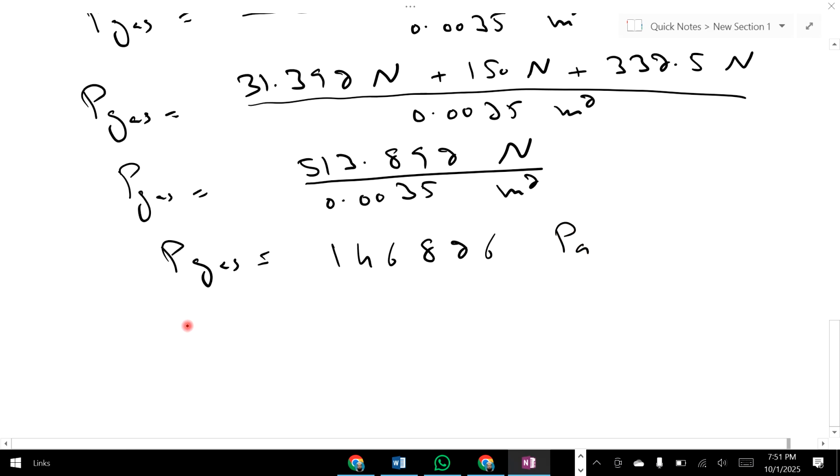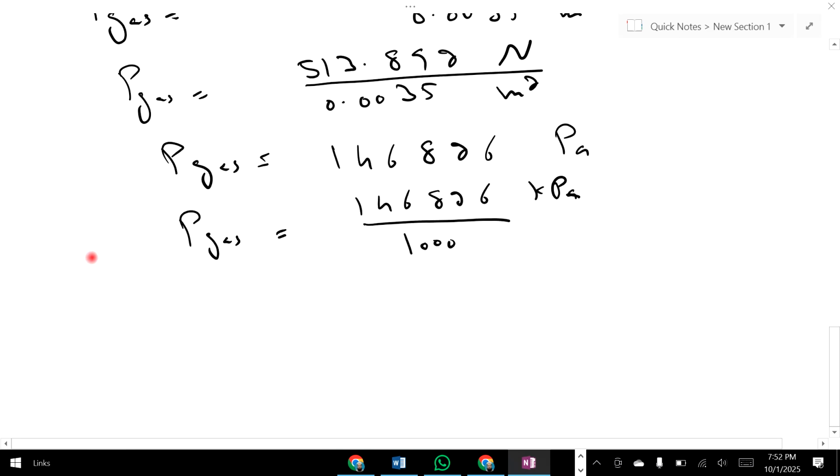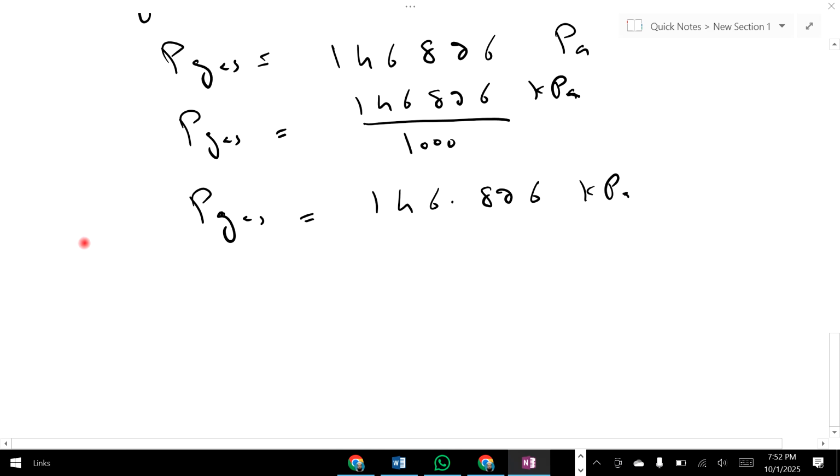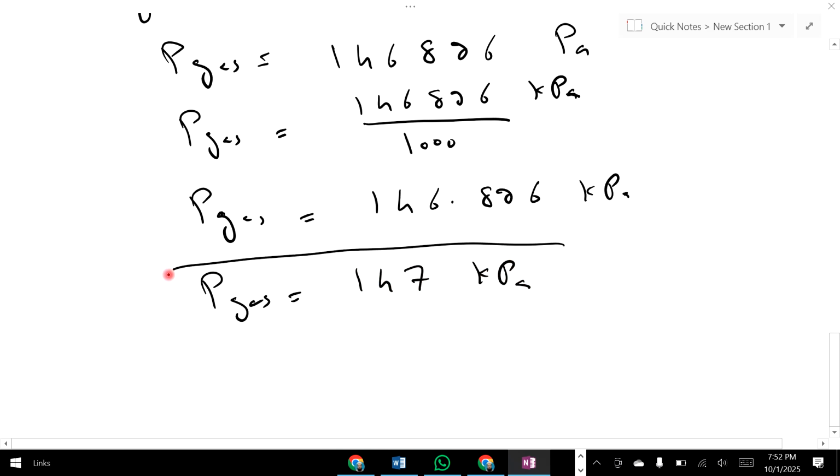Now we want to convert this into kilopascal, so divide by 1000. Kilo is equal to 1000, so we divide 146,826 by 1000. So pressure of gas is equal to 146.826 kilopascal. And if I round it, this will be equal to 147 kilopascal. And this is the final answer.